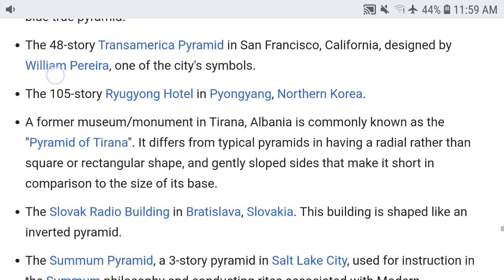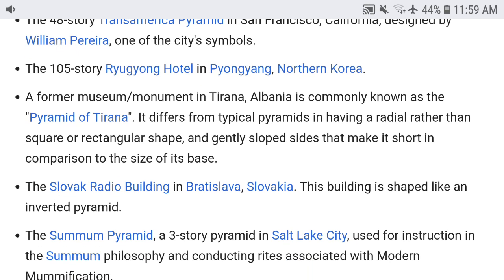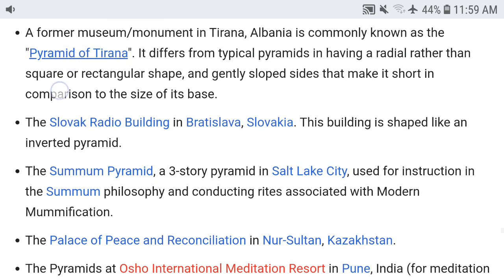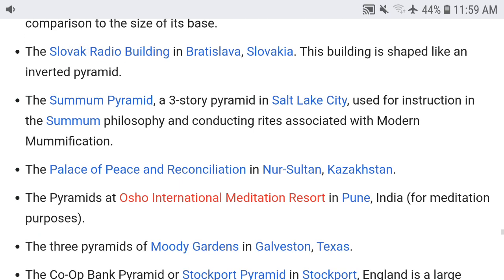Oh, Ryugyong Hotel in Pyongyang, Northern Korea. Oh, this is in North Korea. I actually never heard about this place before. A former museum, a pyramid of Tirana. Okay, this one is Albania. I don't know where Albania is. Slovakia. Okay, Europe, I think. I might be wrong, but yeah.